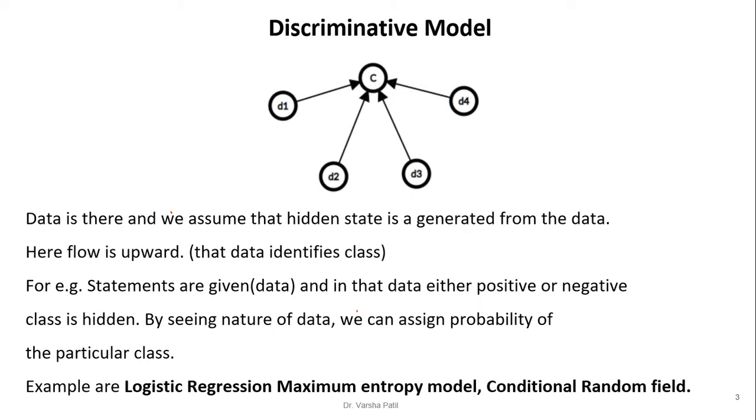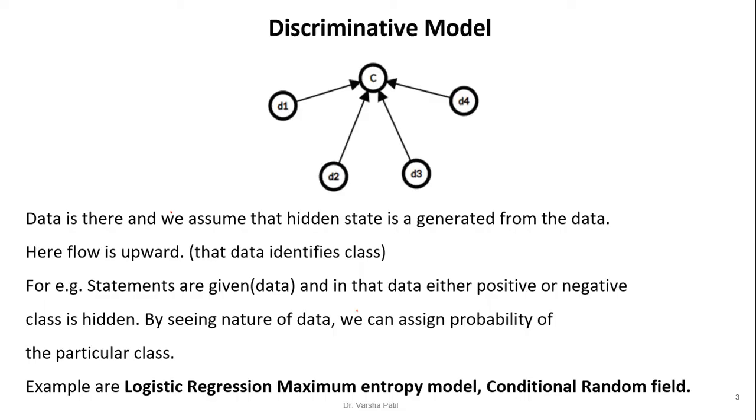Now we will again see the discriminative model in detail. Data is there and we assume that the hidden state is generated from the data, that is, the flow is upward, that is, data identifies the class. For example, statements are given, that is nothing but data, and in that data either a positive or negative class is hidden. By seeing the nature of the data, we can assign the probability of that particular class. Examples are logistic regression, maximum entropy model, and conditional random field.